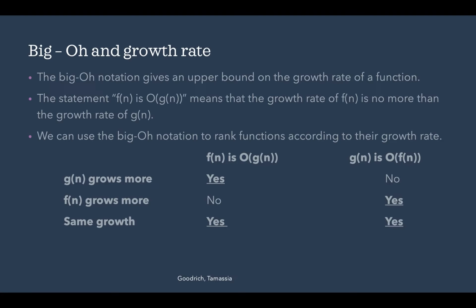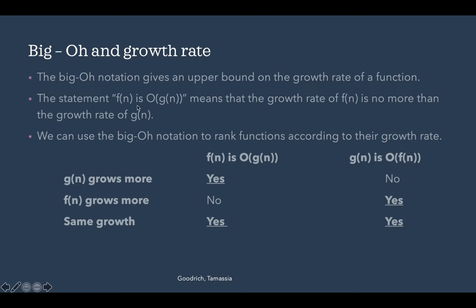Okay, so big O and growth rate. This is what we were discussing. So when can you tell that f of n is big O of n? I was telling that big O notation gives us an upper bound on the growth rate of a function, right?